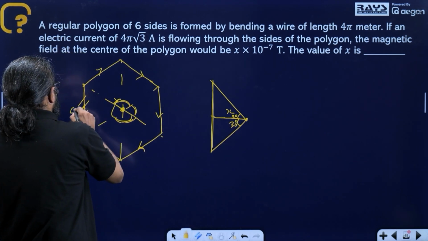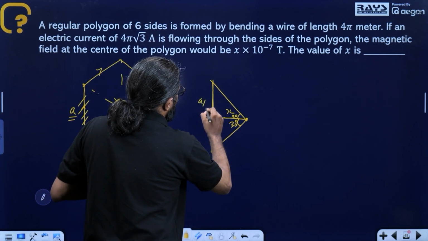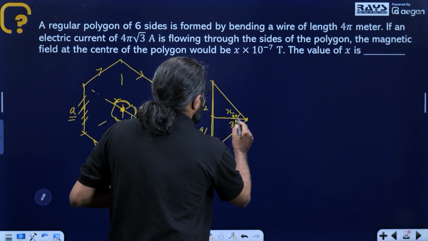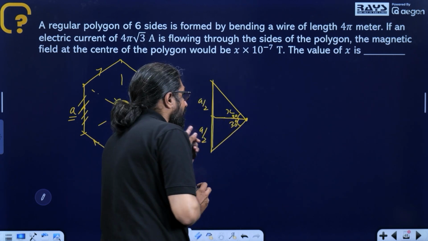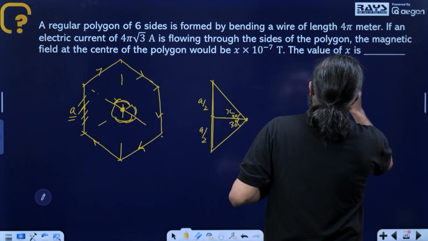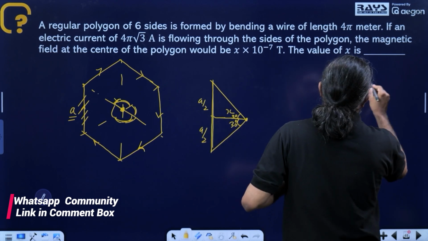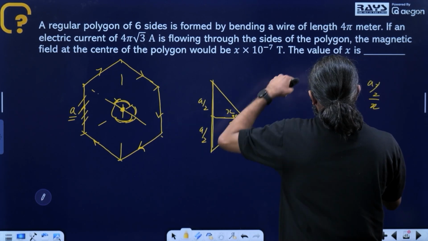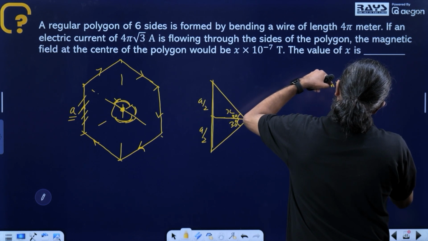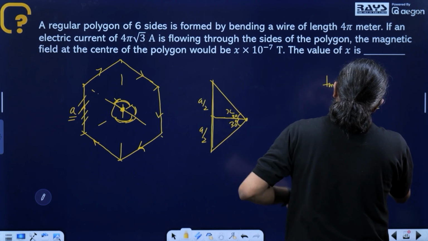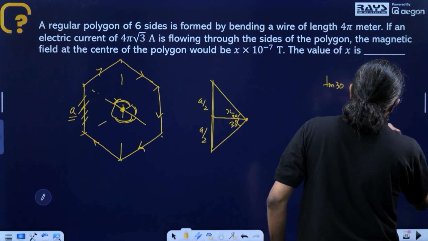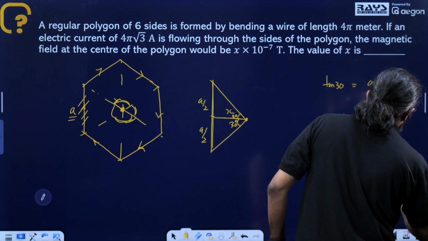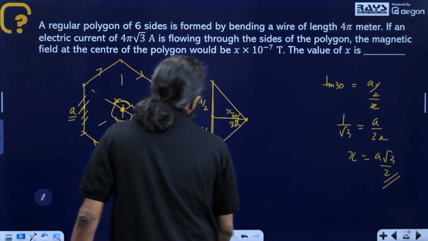നോക്കൂ, ഈ സൈഡിനെ if I call it a, this will be a by 2 and this will be again a by 2. ഇത് a by 2 ആണെങ്കിൽ what will this x be? ഈ x ന്റെ വാല്യൂ എന്താണെന്ന് കാണണം. How can you do that? Tan 30 will be equal to a by 2 divided by x, or tan 30 will be 1 by root 3, that is 1 by root 3 will be equal to a by 2x. So x is equal to a root 3 by 2 ആണ് വരിക. a root 3 by 2 ആണ് x വരിക.